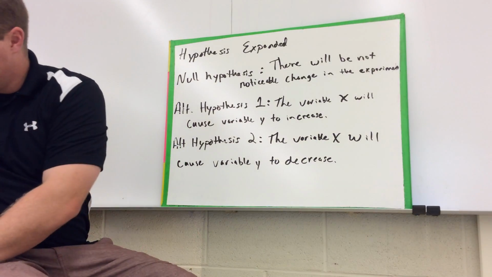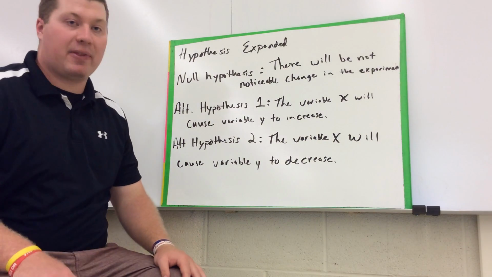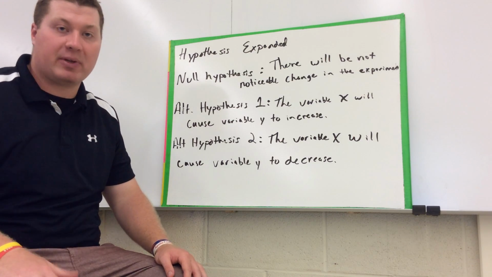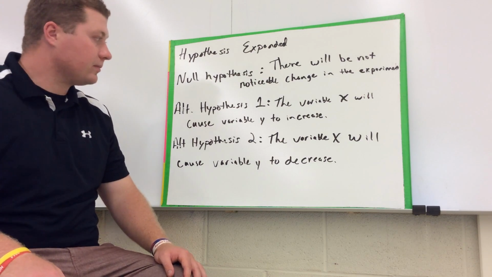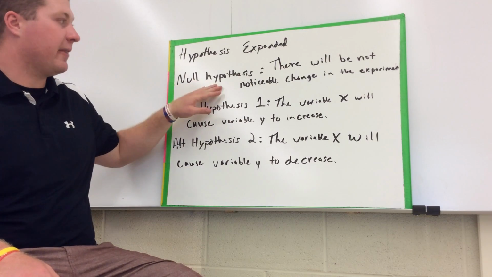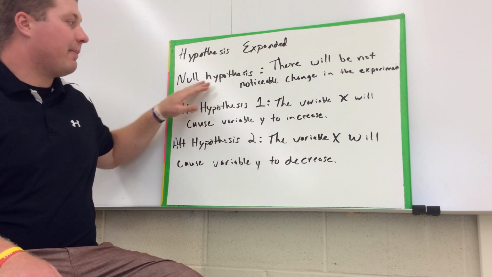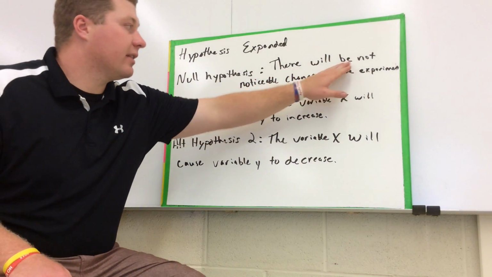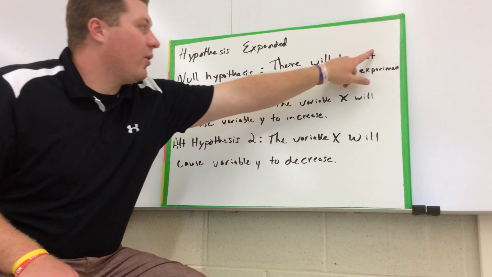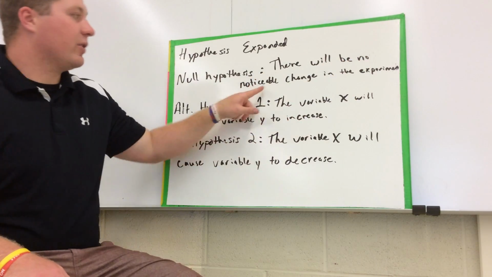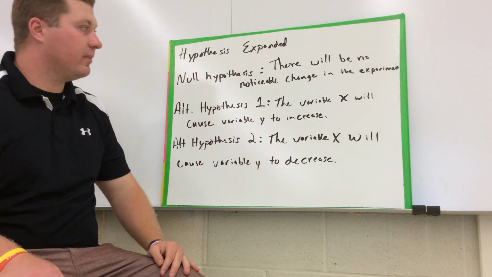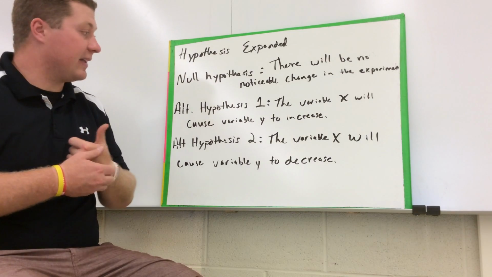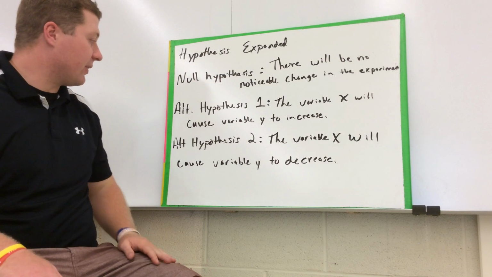That leads into the expanded hypothesis. There are 3 different hypotheses that we can actually use. The first one we call a null hypothesis. With a null hypothesis, basically we're making a prediction that there will be no noticeable change in the experiment. So in the case of the light, for example, the plants would not change in terms of their height.